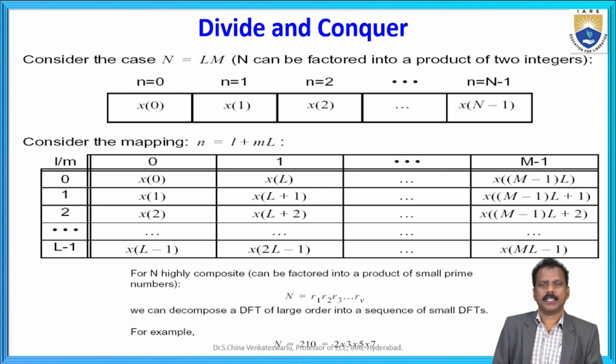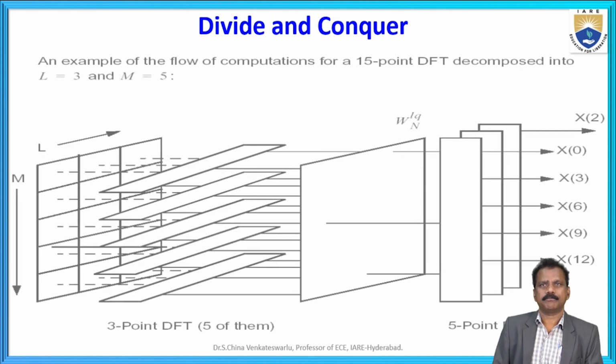Okay, so when N is highly composite, it can be factorized into the product of small prime numbers. Say for example, capital N is equal to R1 into R2 into R3 into R4 up to RV. We can decompose the discrete Fourier transform of large order N into a sequence of small DFTs, discrete Fourier transforms. Example: N is equal to 210, that means 2 into 3 into 5 into 7.